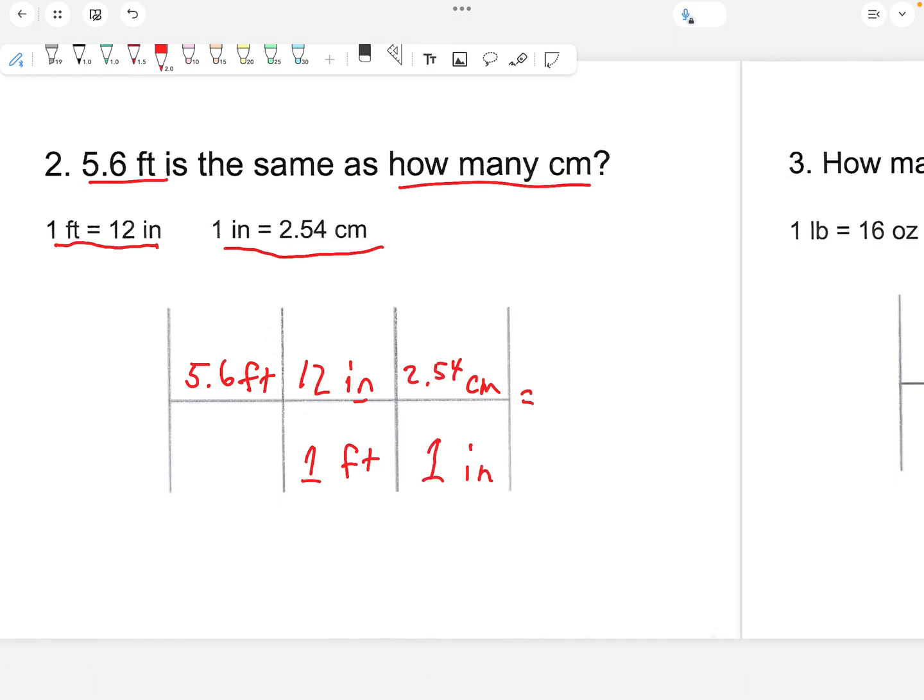All right? And that's simply multiplication right across the top. 5.6 times 12 times 2.54. We don't care about the ones in the bottom. And it comes out to be 170.69 centimeters, and make sure we put our units there as well.